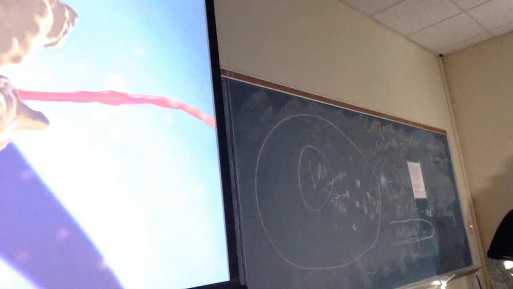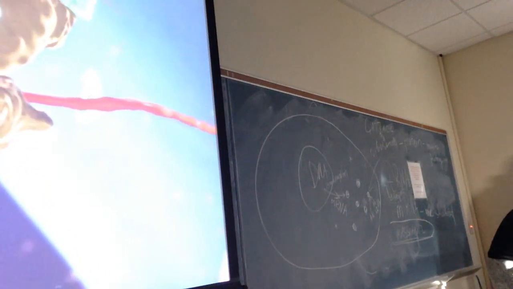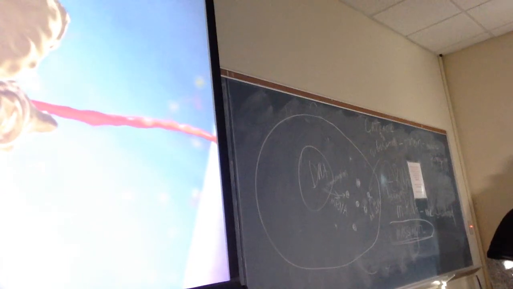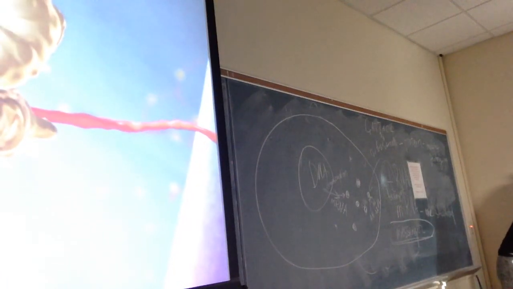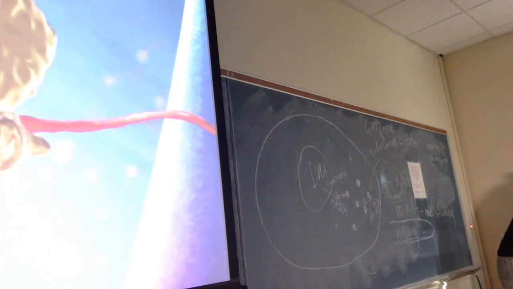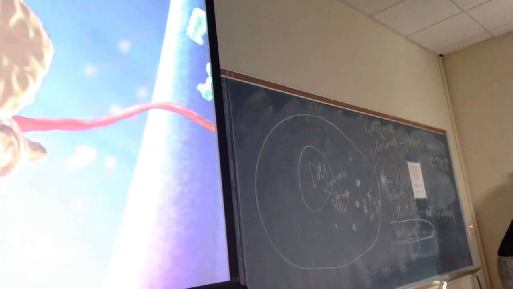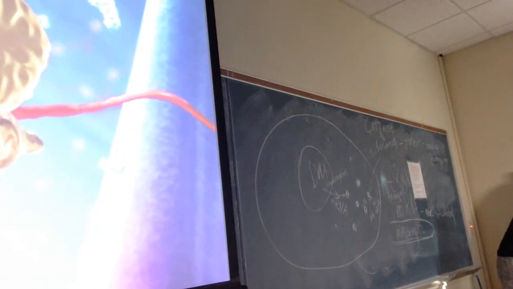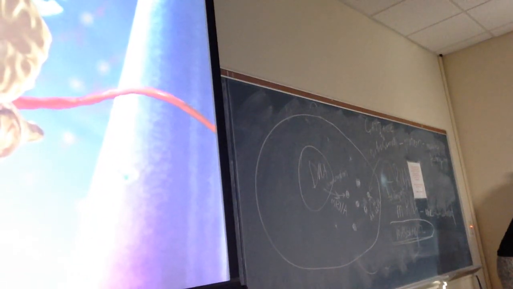A second tRNA docks, bringing another amino acid. The ribosome helps to form a covalent bond between the two amino acids. The mRNA shifts, and the first tRNA leaves. A new tRNA brings another amino acid. The ribosome helps to form a new bond, and the process is repeated.